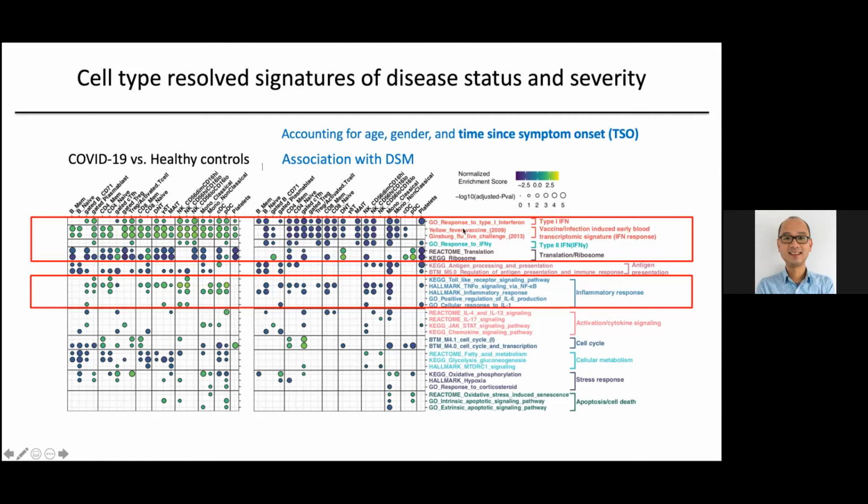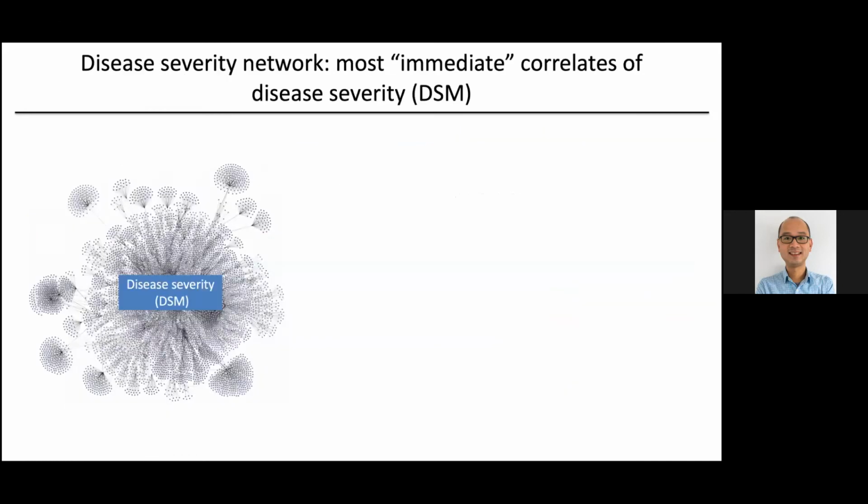So you see that while type 1 interferon antiviral signatures are elevated in these patients, as expected, they are actually inversely correlated with disease severity. And so they're more depressed in the most severe patients. Which is kind of counterintuitive, but I'll get to that a little bit.